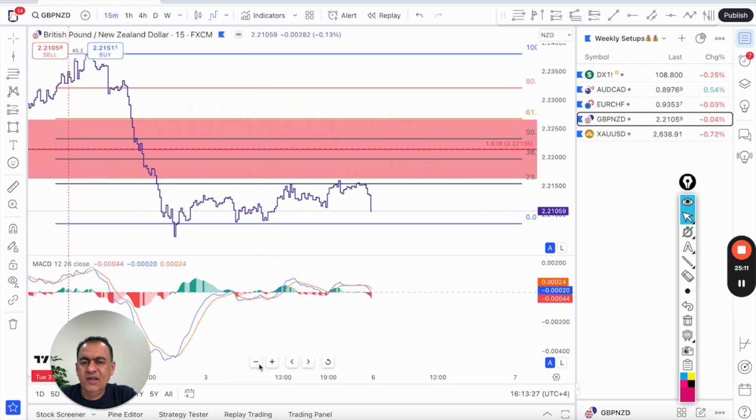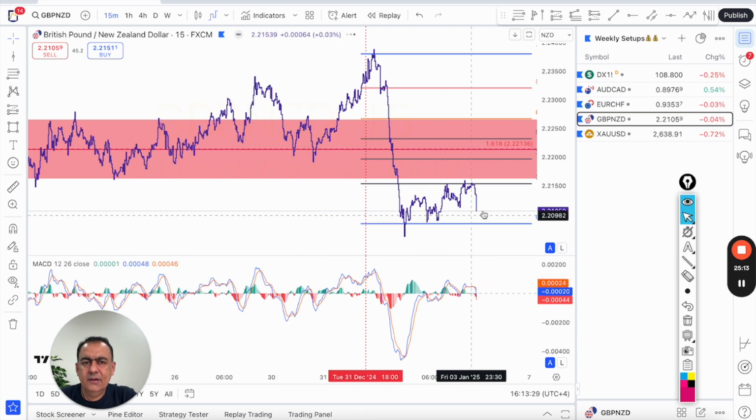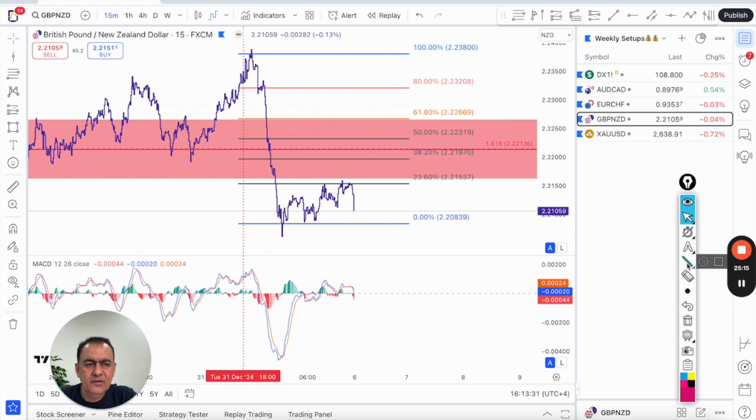Now moving to 15 minutes, it again looks promising for sellers. Reason being, the latest higher high is formed with bearish divergence and the sellers have pushed the price lower. So sellers are in control. So the short-term plan for pound New Zealand is to look for sell opportunities.